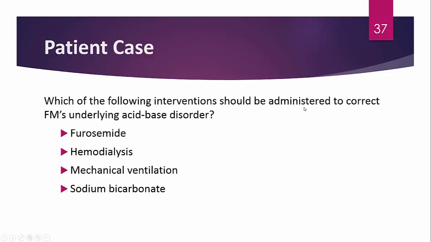Which of the following interventions should be administered to correct FM's underlying acid-base disorder? The answer to this question is hemodialysis. If you remember what the different causes of acid-base disorders are, and the things that can correct those different causes, that is the intervention that you want to do. So you want to correct the underlying cause. For FM, he hadn't had dialysis in 6 days, so if you give him dialysis, his acid-base disorder will likely resolve as a result of clearing out that uric acid via HD.